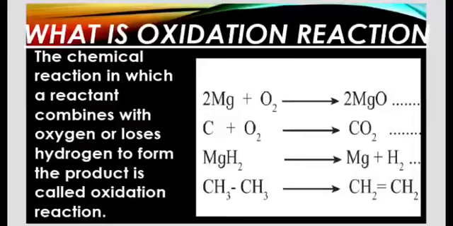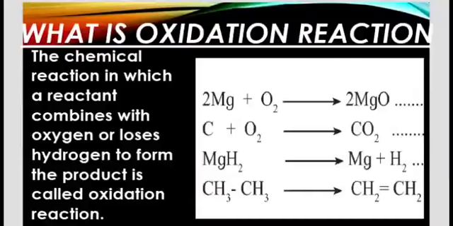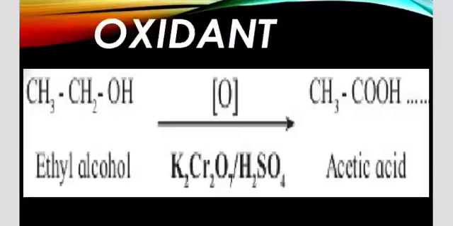The chemical reaction in which a reactant combines with oxygen or loses hydrogen to form the product is called an oxidation reaction. See all the given reactions. All reactions are examples of oxidation reaction because in all of them oxygen is combining and hydrogen is being lost from the reactant, giving the product. Some oxidation reactions are brought about by use of specific chemical substances.